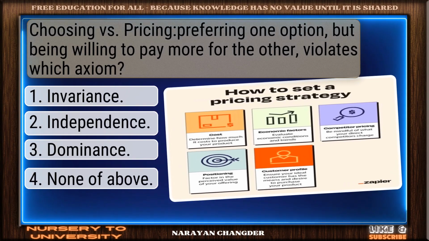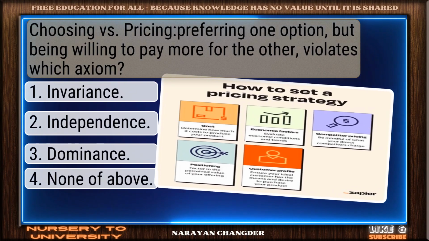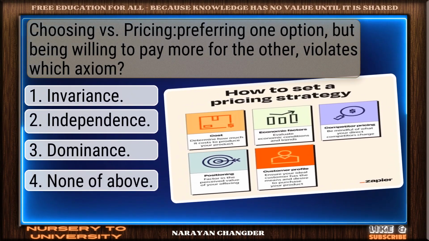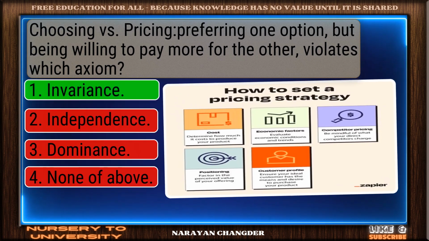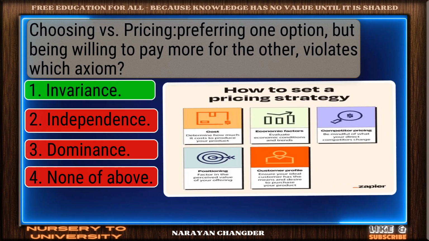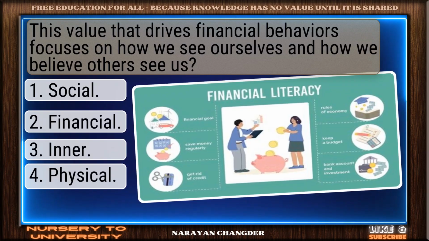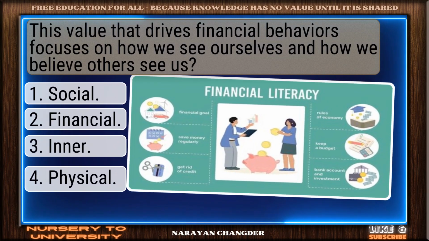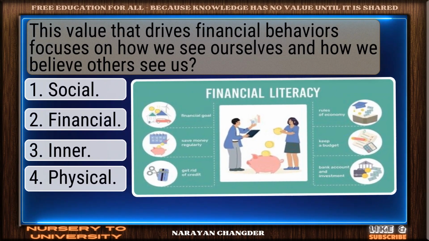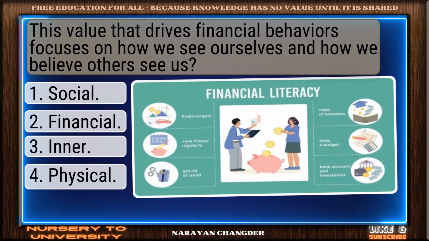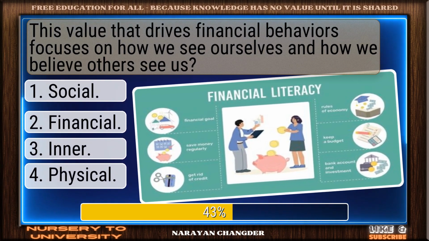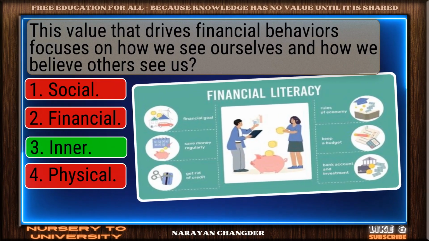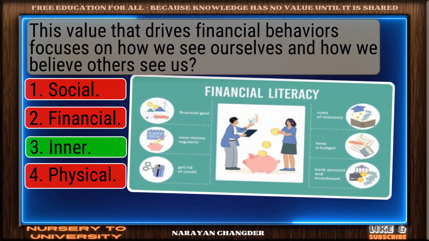Choosing via pricing, preferring one option but being willing to pay more for the other, violates which axiom? Bravo. Invariance is the answer. This value that drives financial behaviors focuses on how we see ourselves and how we believe others see us. Sharp thinking. Inner is the right choice.